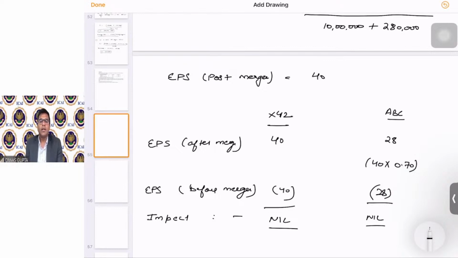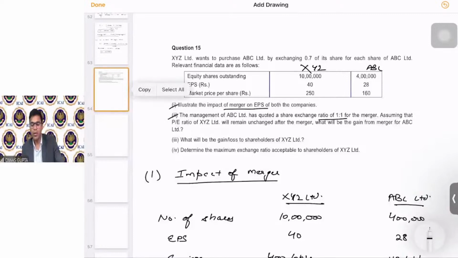Now let's come to the second part, students. This second part is very much similar to what I was mentioning to Mr. Anush, that we have done in, I think, question number 10, second part. The management of ABC Limited has quoted a share exchange ratio of 1:1 for the merger, assuming that the PE ratio of XYZ Limited will remain unchanged after the merger. PE ratio we have already calculated before the merger, so they are saying it will remain same. What will be the gain from merger for ABC Limited?